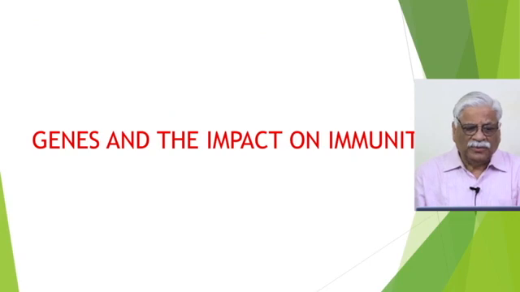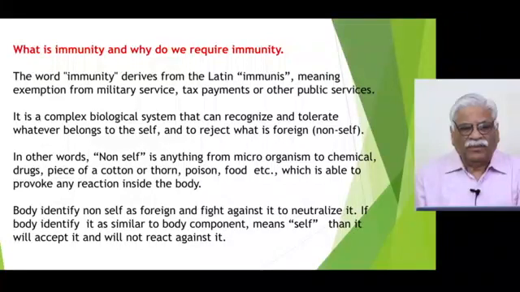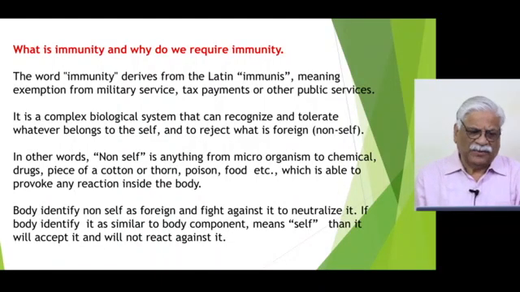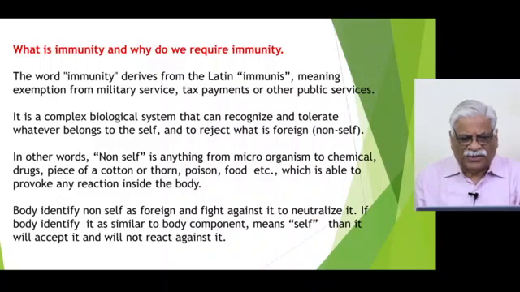Now we are going to talk about genes and the impact on immunity. What is immunity and why do we require immunity? Well, the word immunity derives from the Latin word immunis, meaning exemption from military service, tax payments, or other public services. It is a complex biological system that can recognize and tolerate whatever belongs to the self and reject what is foreign. Well, the question here is, what is self and what is non-self?